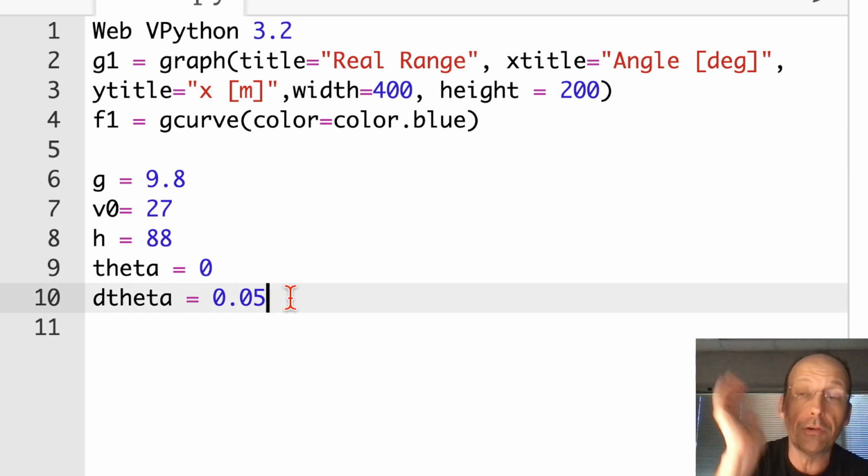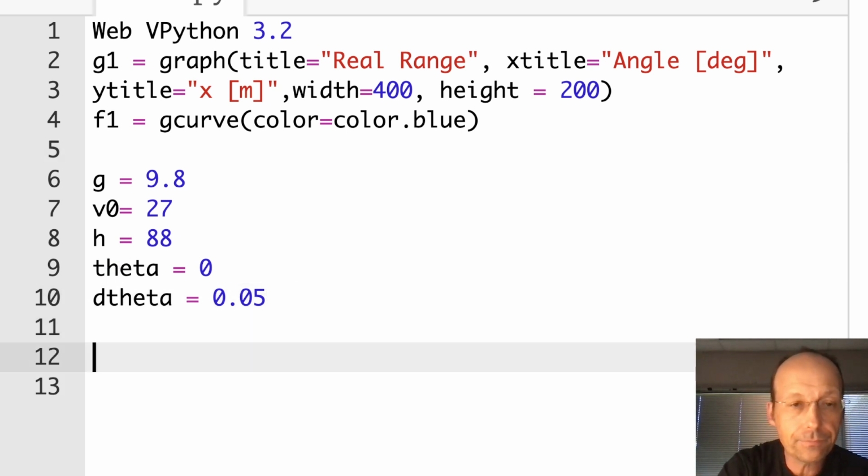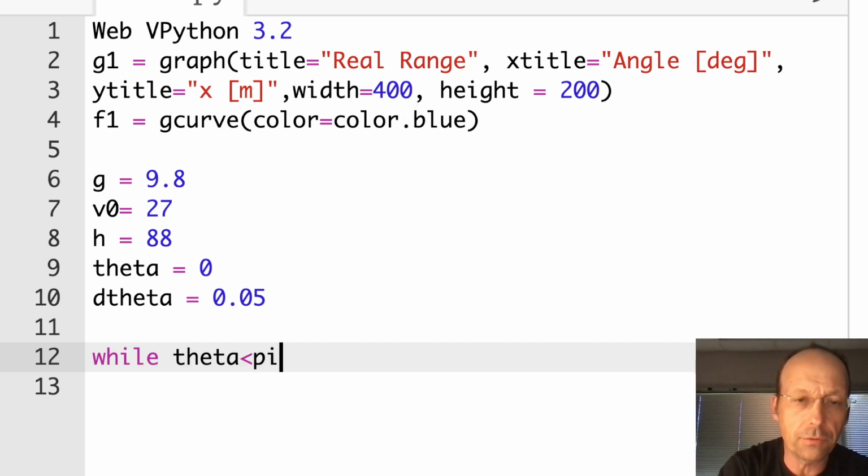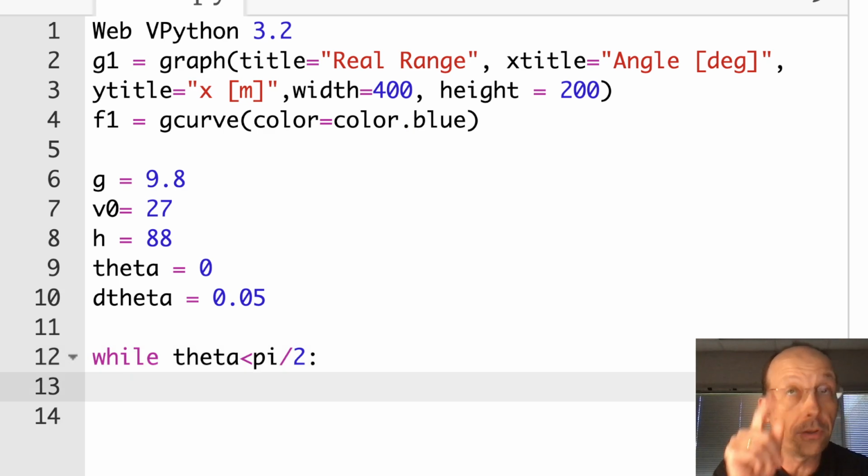So I'm going to go from 0 to 90 degrees, pi over 2. And that theta, d theta, I'm going to leave that in radians. Yeah, it's radians. So while theta is less than pi over 2, number 1, calculate x. So I'm going to use my range equation that I just calculated.